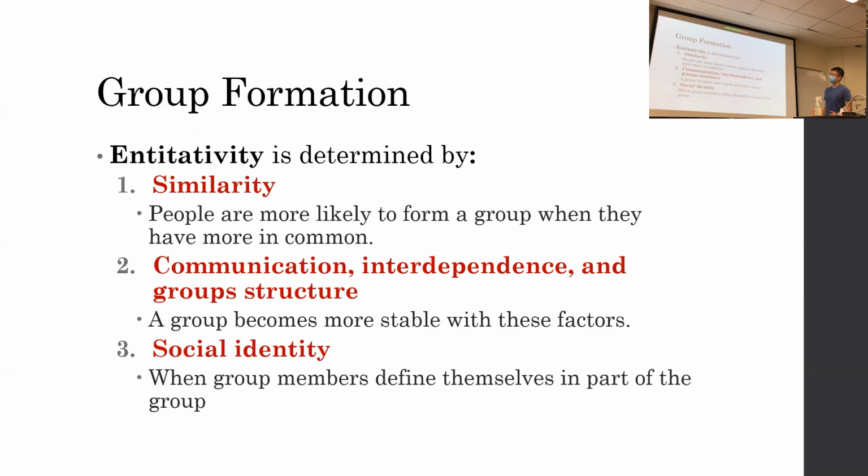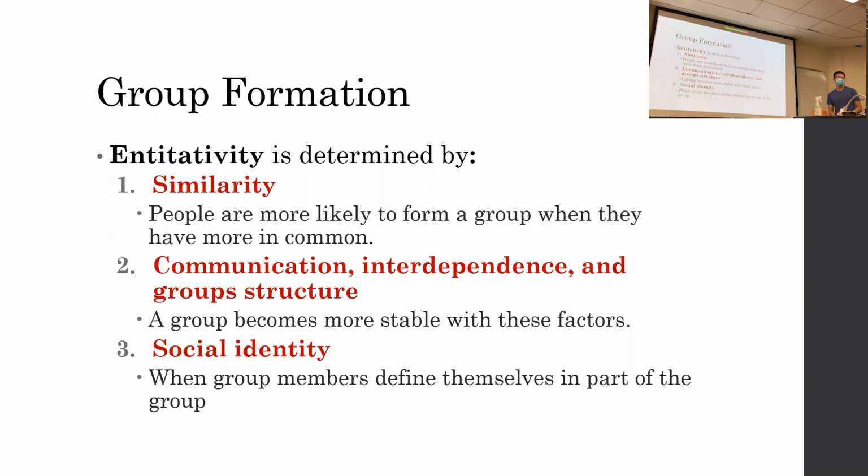And lastly, entitativity is determined by social identity. This is when group members define themselves in part by the group. All right. Any questions on this slide? All right.